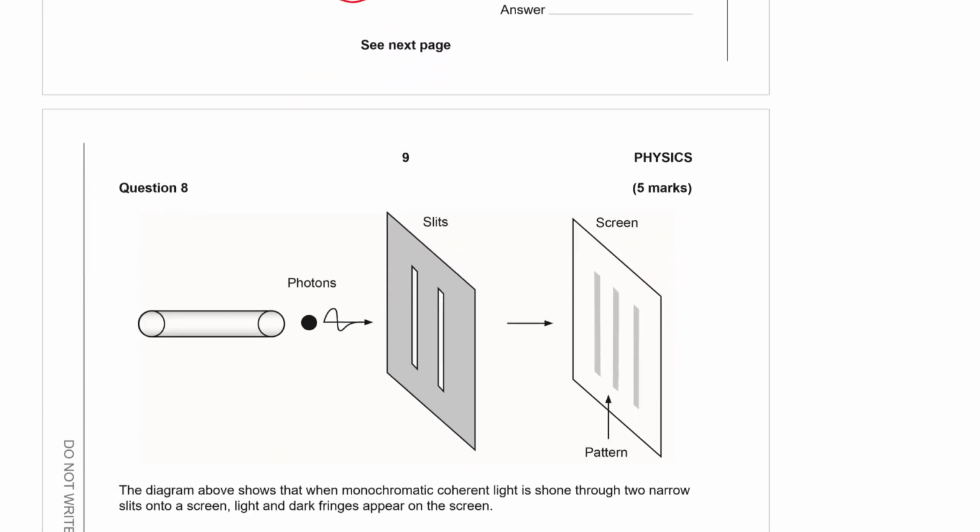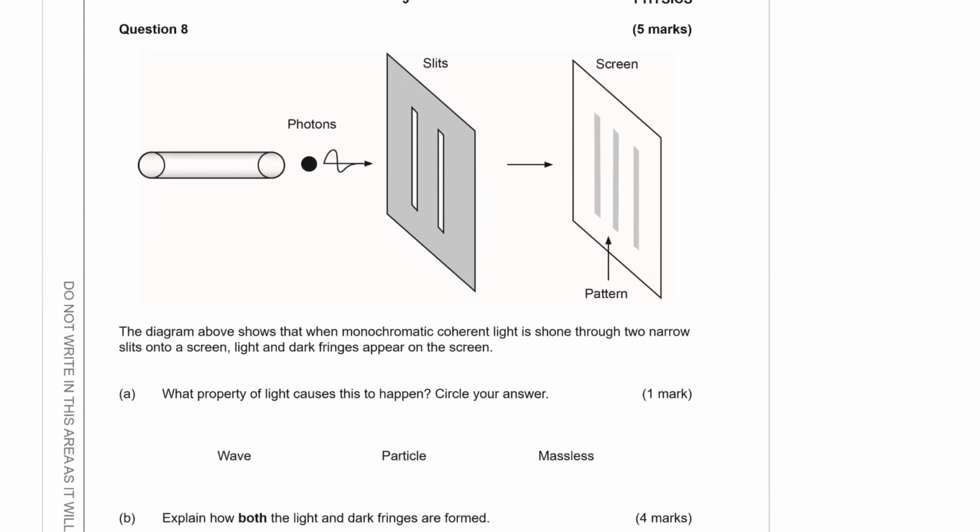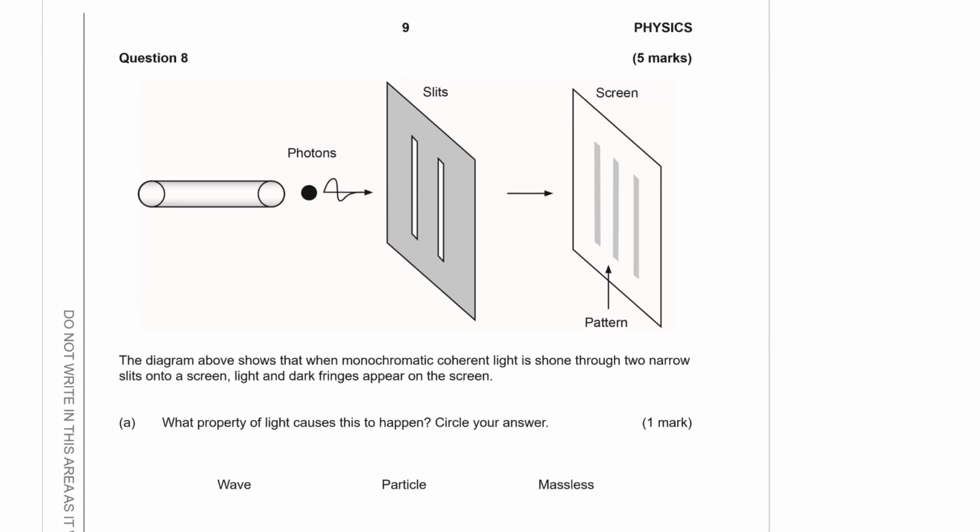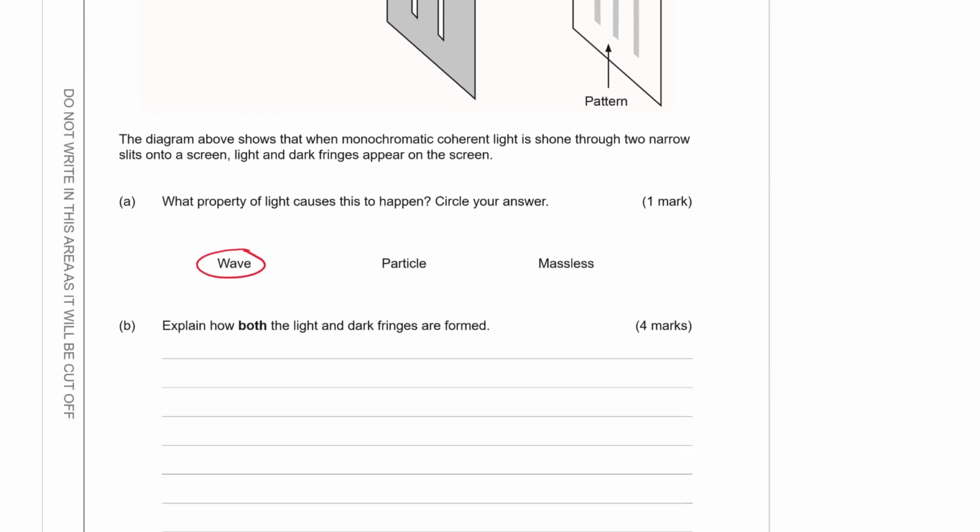Okay, so looking at question 8, you've got a diffraction pattern being formed, and the first question says what property of light causes this to happen? Diffraction is the wave nature of light. That's a fairly straightforward one. And now it's asking us to explain it, and that's where there's 4 marks of explain in there.